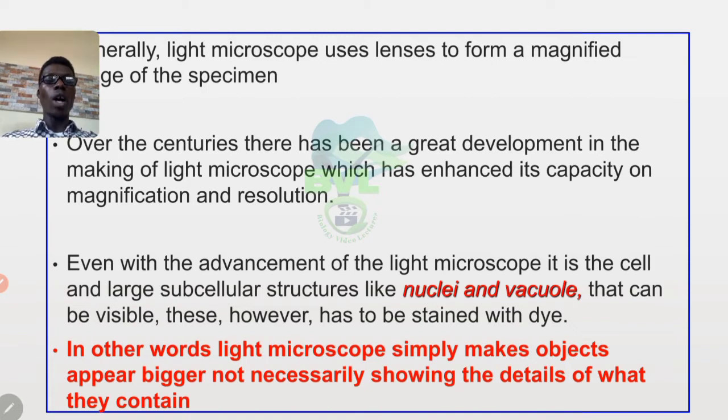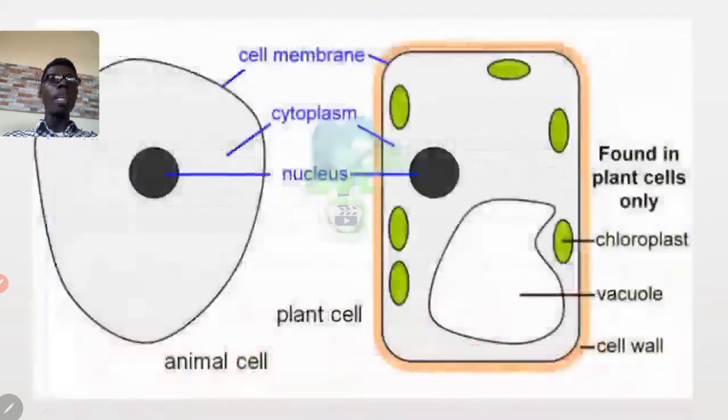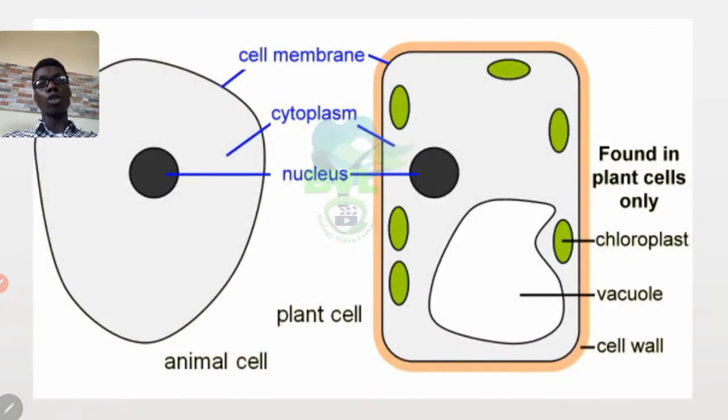So it says here, in other words, the light microscope simply makes objects appear bigger, not necessarily showing the details of what they contain. This is very important. Now, this is what we can see from the light microscope: the cell membrane for plant and animal cells, the cytoplasm, obviously, and the nucleus, both in animal cell and plant cell. We can see chloroplast, we can see vacuole in the plant cell. Of course, we can also see the cell wall, even though it was not labeled here. These are the things we can see underneath the light microscope. All right, but let's move on.